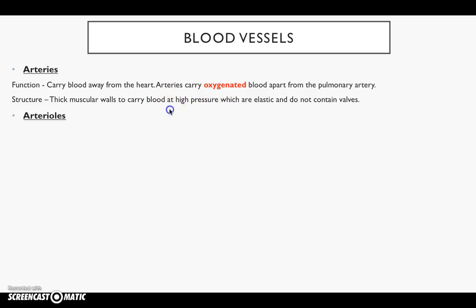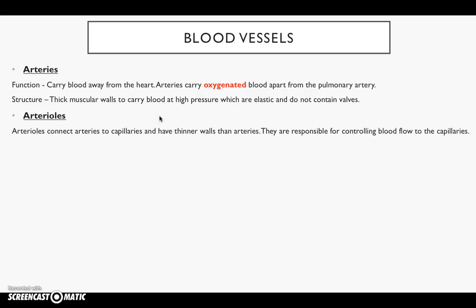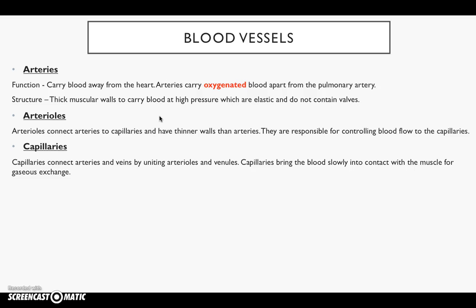Okay, so from the arteries, the blood then travels to arterioles, and arterioles connect arteries to the capillaries. That's all they do, and they have thinner walls than arteries, and they're responsible for controlling blood flow to the capillaries. After arterioles, we have capillaries. Capillaries connect arteries and veins by uniting arterioles and venules. Capillaries bring the blood slowly into contact with the muscle for gaseous exchange. So you imagine arteries turn into arterioles, and then from arterioles you have capillaries. That's where all the exchange takes place, gaseous exchange. Hopefully on the next slide you'll understand this a bit better.